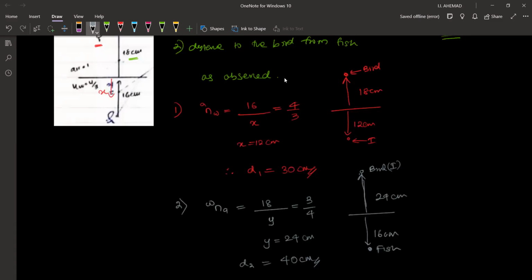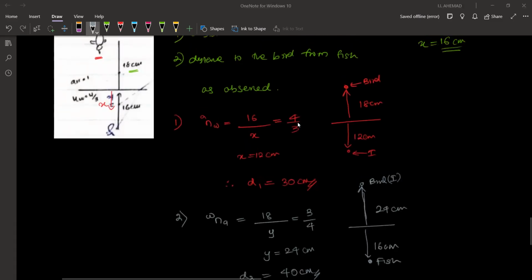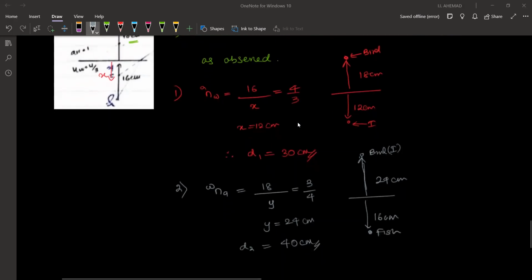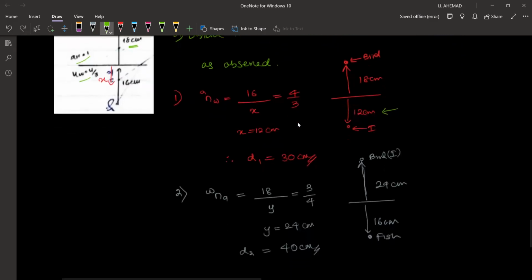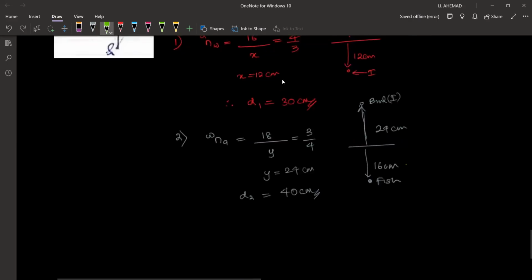Got this answer. So did you observe something interesting? When we look from rare medium into dense medium, the image looks closer. But when we look from dense medium into rare medium, the image goes further. Maybe we can include it as a special note too, because these types of small pieces of information will be helpful for MCQs.